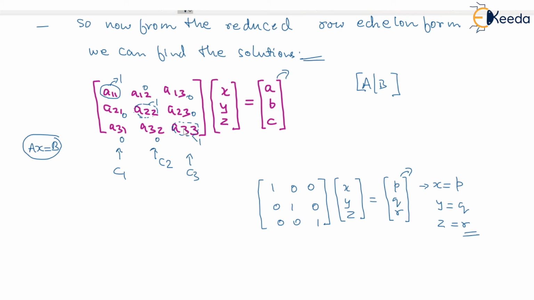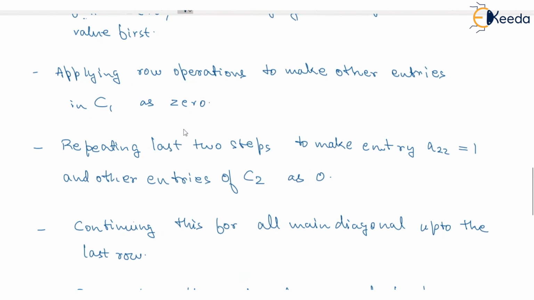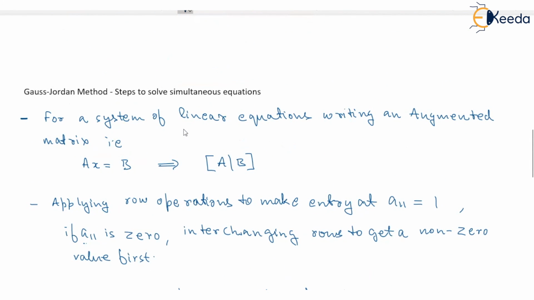And in case we get any row entirely 0, in that case there will be inconsistency and there won't be any solution for that case. So that will be all about the steps of solving simultaneous equations using the Gauss-Jordan method.